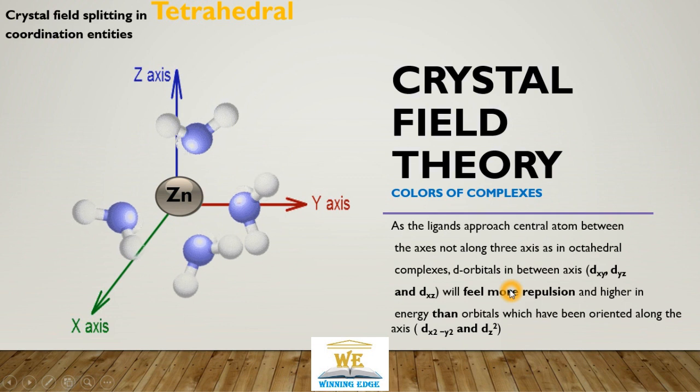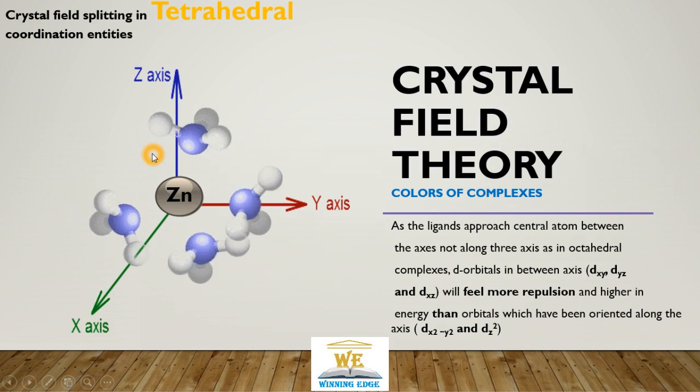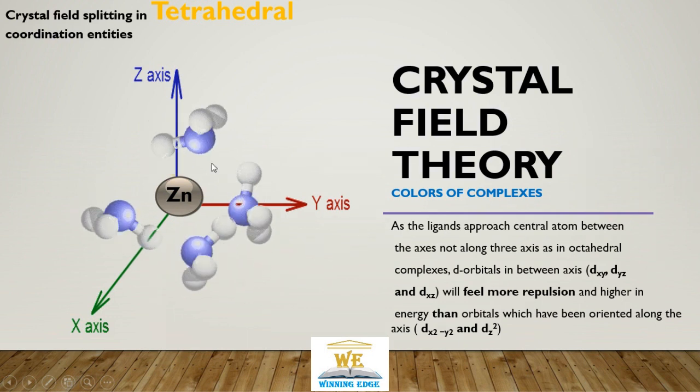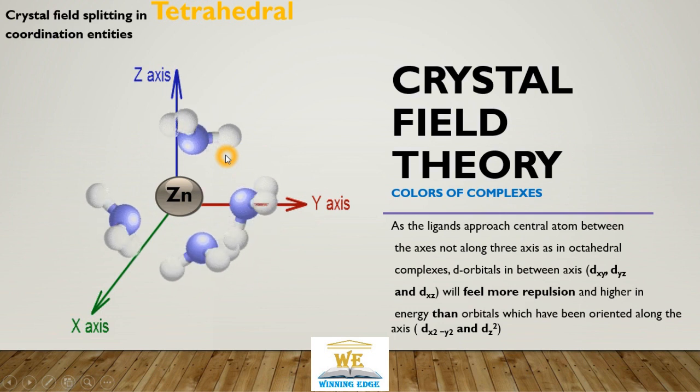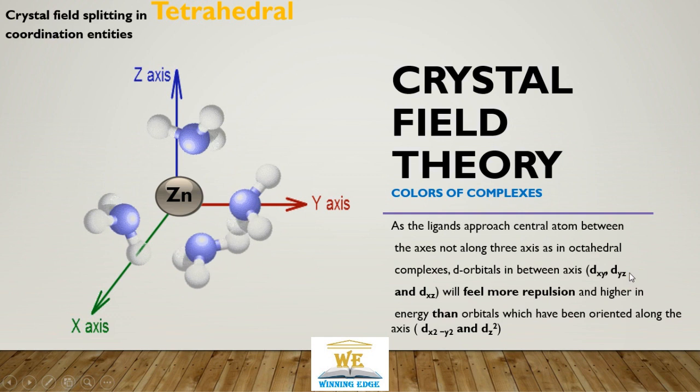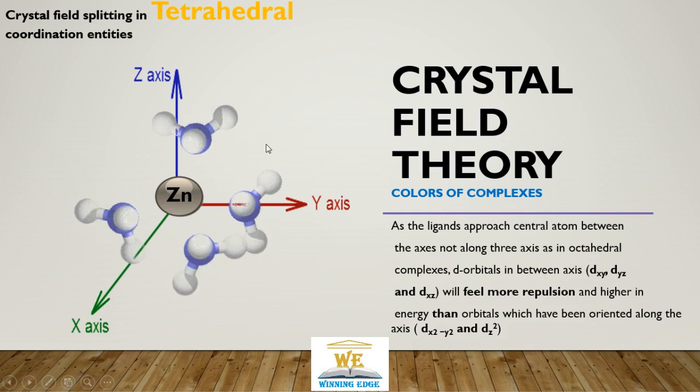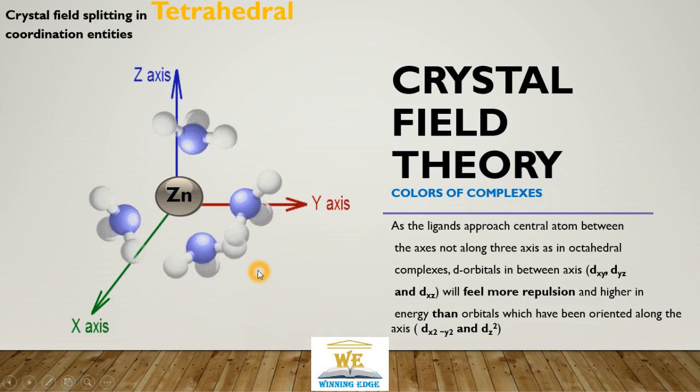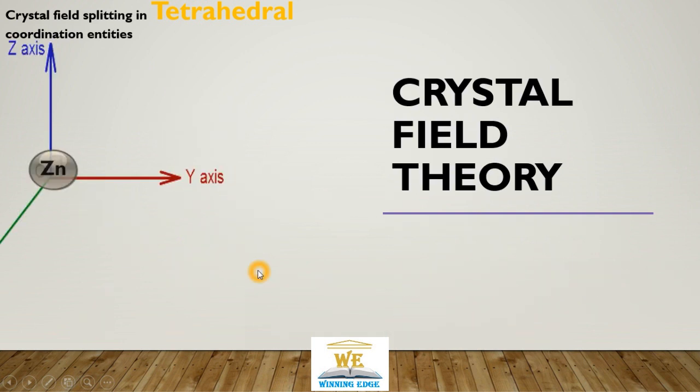So splitting for tetrahedral complexes will be opposite to the octahedral complexes. What happens here? dxy, dyz and dxz will go up higher in energy. dx square y square and dz square will go lower in energy. That's what we'll get.